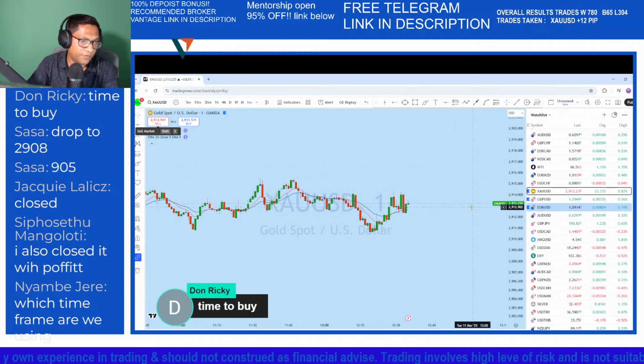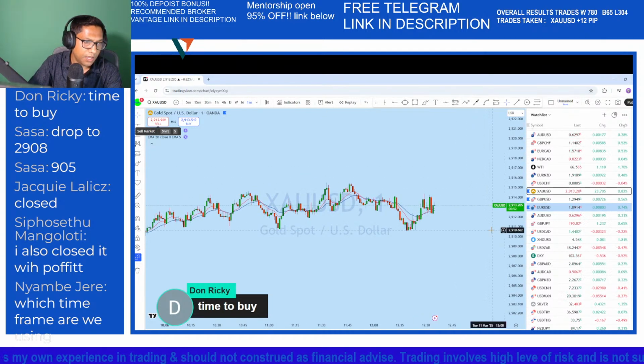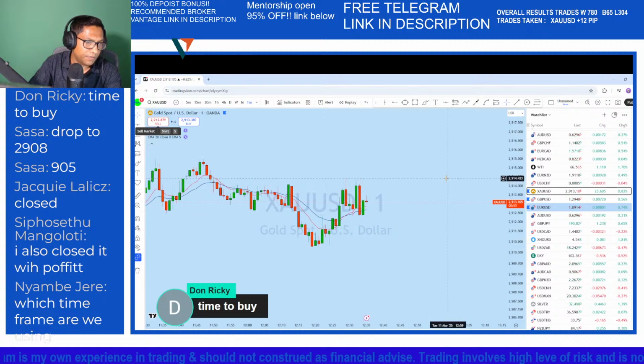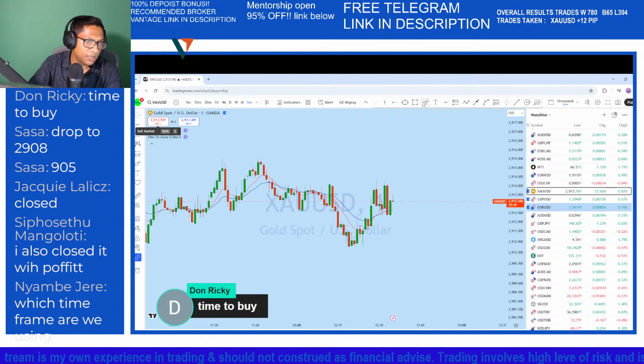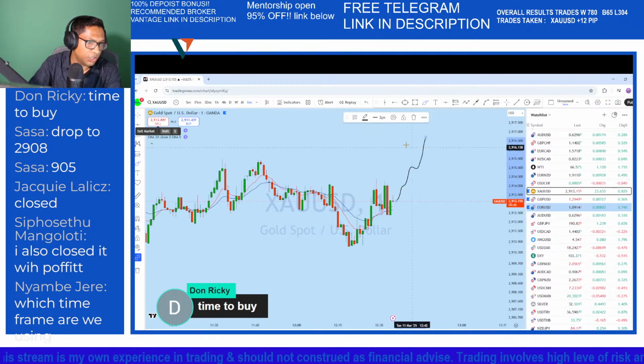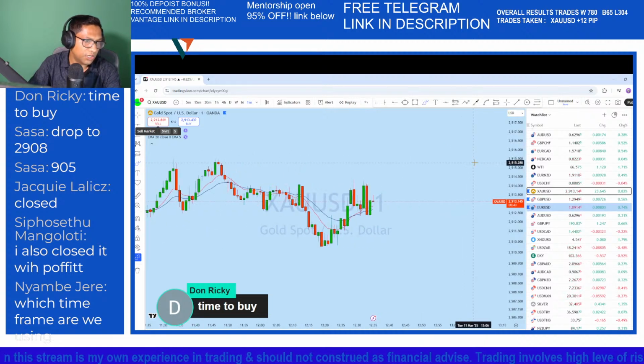So here you can see after break of this low, slowly having an upside bias here, and with that upside bias expecting the market to potentially trend and then to create a new higher high here.